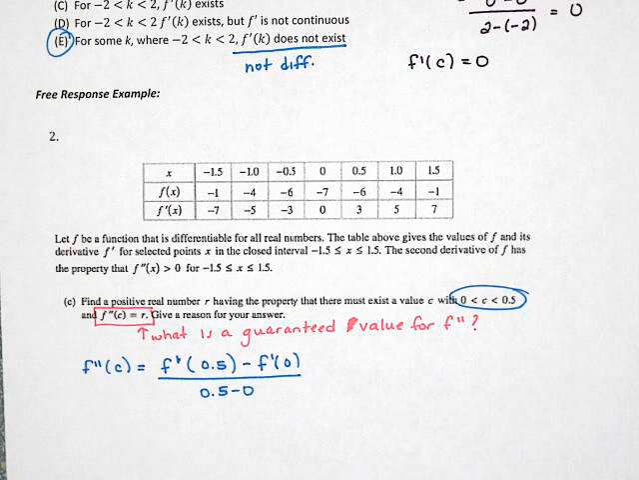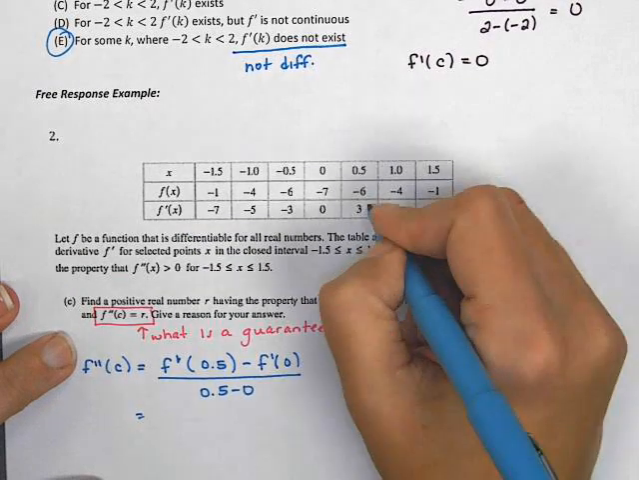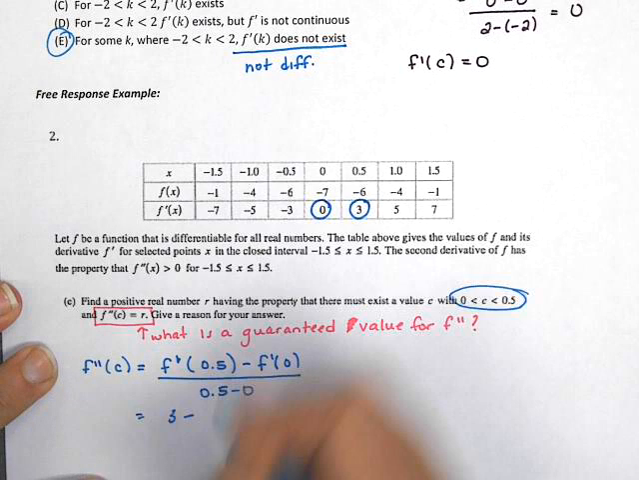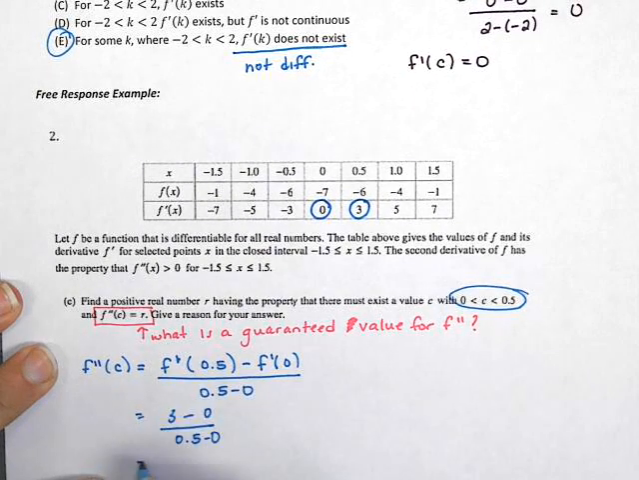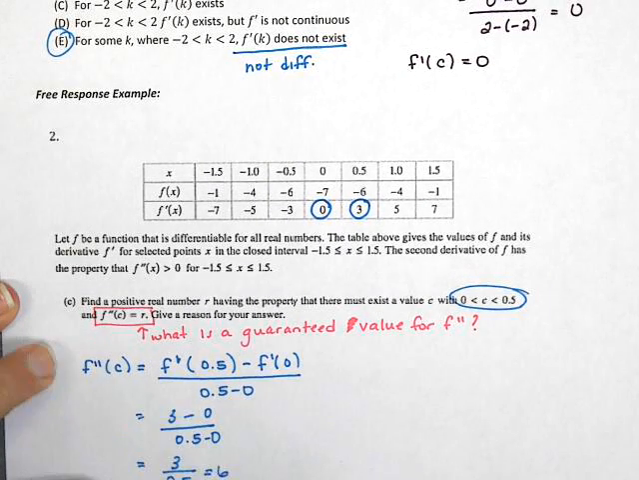We're taking one step further. Basically, this is just supposed to remind you that you can use mean value theorem even if you're going from first to second derivative, not just from original to first derivative. So, f prime of 0.5 is 3, minus f prime of 0 is 0, over 0.5 minus 0, which means I have 3 divided by 0.5, which is 6.